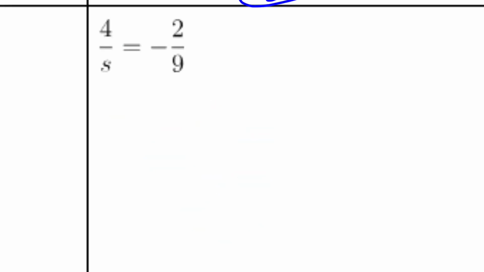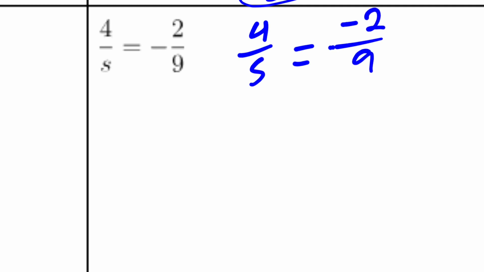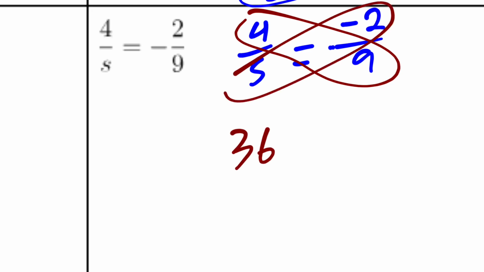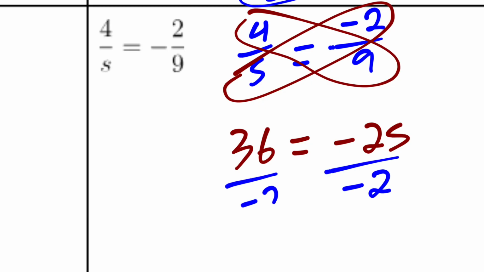Because I have two fractions that are equal here, I'm going to rewrite this as 4 over s is equal to negative 2 over 9, and I'm going to cross multiply. 4 times 9 is 36. S times negative 2 is negative 2s. Then I'll divide by the negative 2, and I get negative 18 is equal to s.